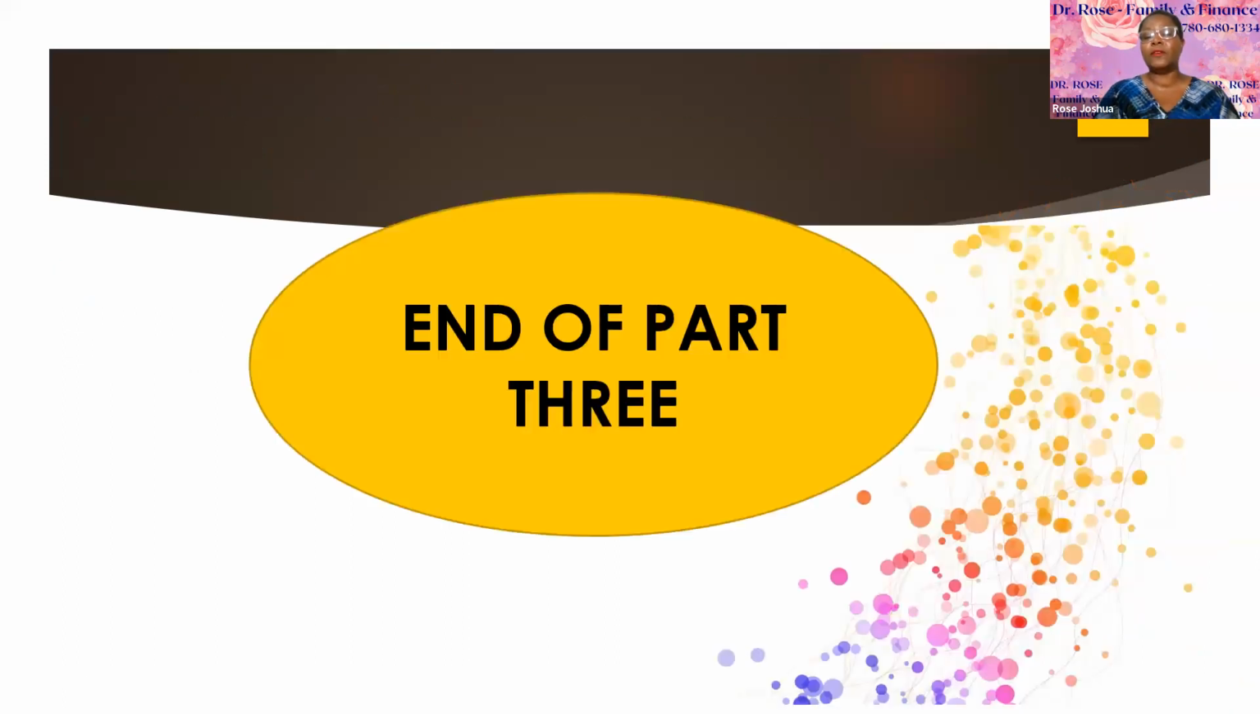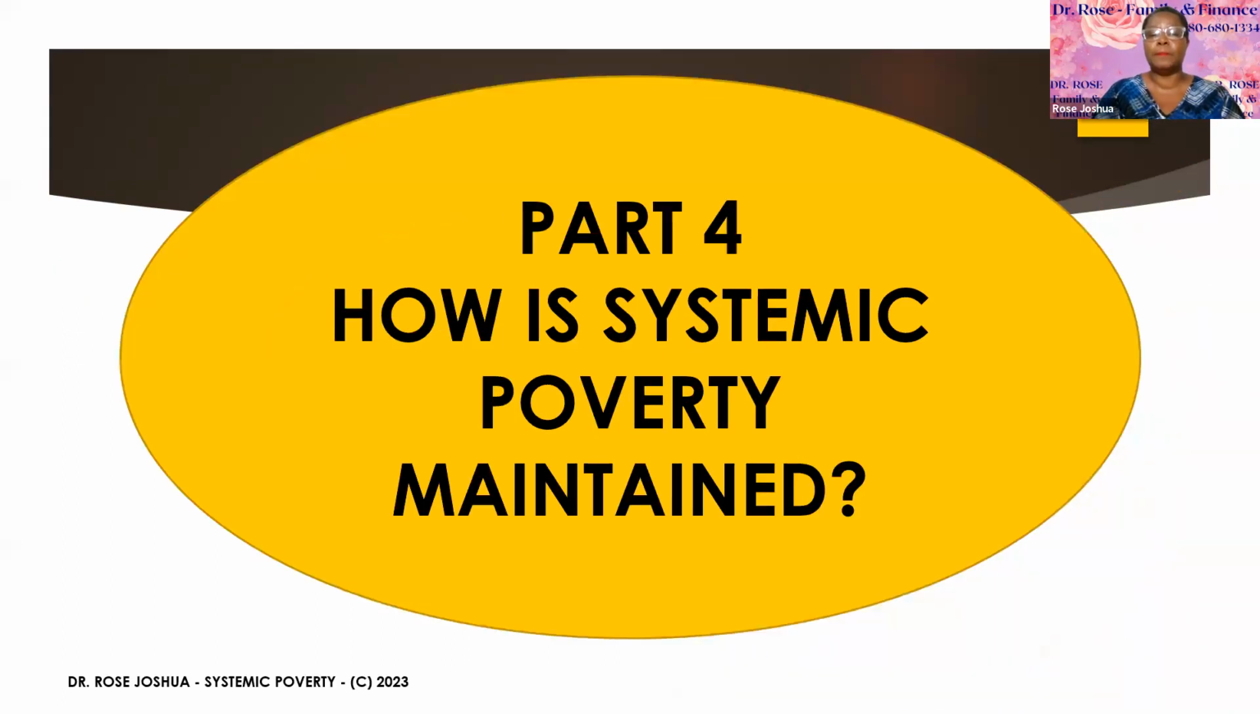And so this is the end of part 3. And in part 4, we're going to look at how systemic poverty is maintained. So in this part 3, we looked at how it is enforced. In part 4, we're going to look at how it is maintained.